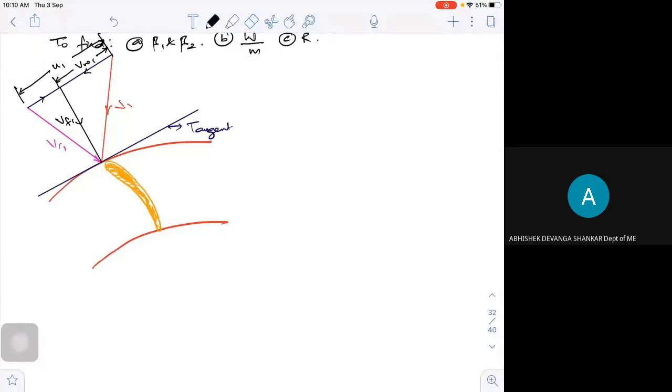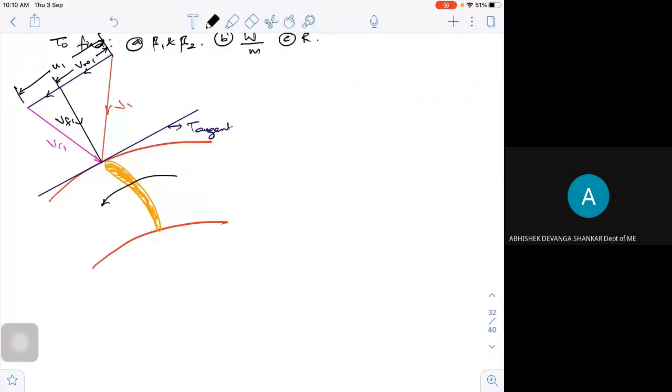This being a turbine, the turbine will be rotating in this direction. So the turbine is always rotated this way. I go with the sign convention: anticlockwise for turbine and clockwise for compressor and pump.